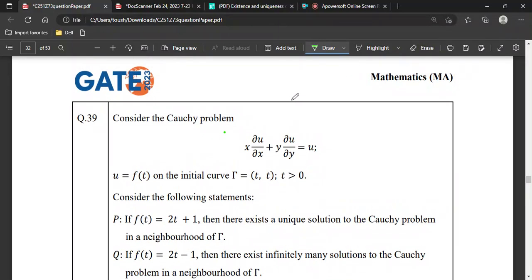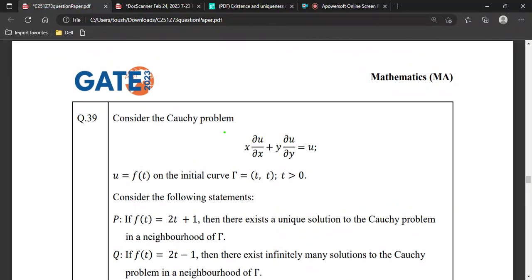Hello everyone, this question is from partial differential equations, asked in GATE 2023. It was a Cauchy problem, a first order PDE: x ∂u/∂x + y ∂u/∂y = u, and they are giving an initial data curve gamma.